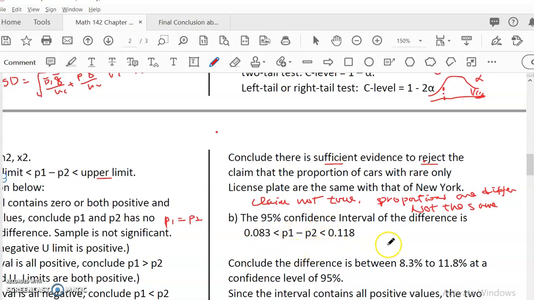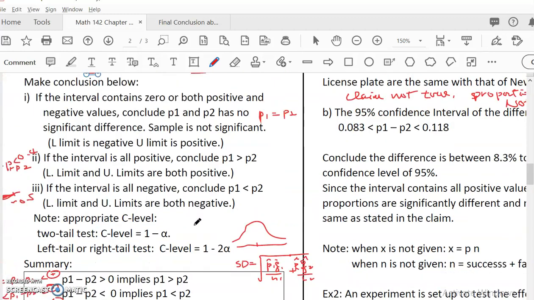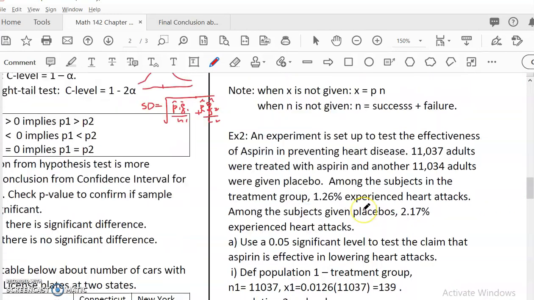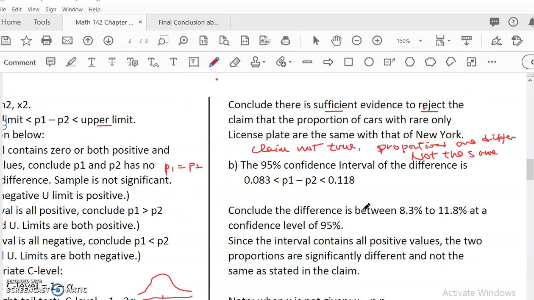So how big is the difference? Our sample shows that they are 1% and 11%, so around a 10% difference in the sample. But actually, how big is the population difference? It could be 8% difference to 11.8% difference at a 95% confidence level. So this is how we write it down. We conclude the difference is between 8.3% and 11.8% at a confidence level of 95%. So how do they get this 95? Because they use 1 minus the significance level. So this is 100% minus 5%. That's why we have 95%.